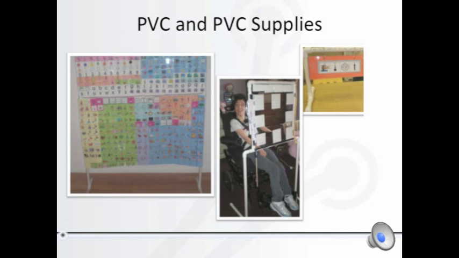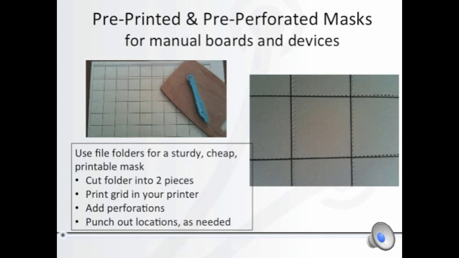PVC is an essential for making lightweight but sturdy frames and supports for vocabulary charts, customized communication displays, and other visual support materials. I need visual masks to help students focus on target vocabulary.